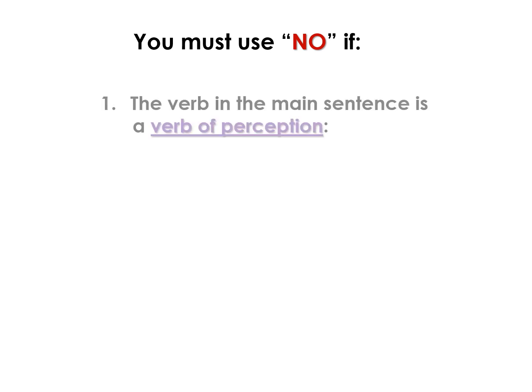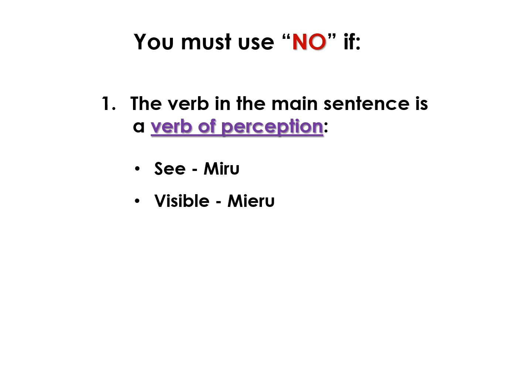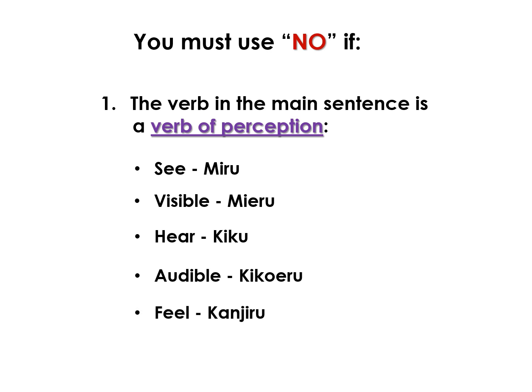You must use no if the verb in your main sentence is a verb of perception, such as to see or miru, to be visible or mieru, to hear or kiku, to be audible or kikoeru, to feel or kanjiru, and to taste or ajiwau.